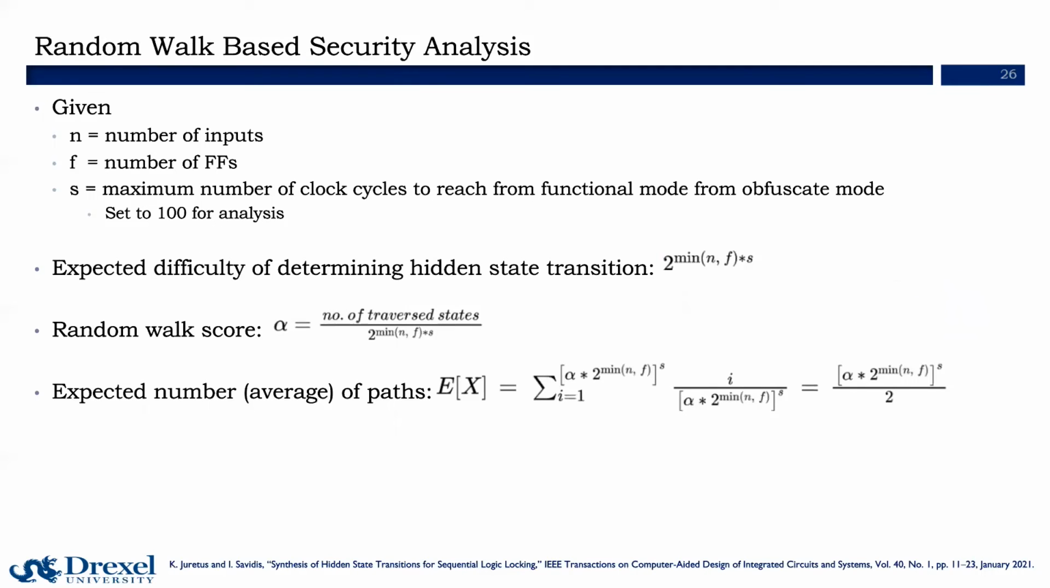For random walk-based security analysis, given a circuit FSM, we do a random walk through the state transition cycle in an attempt to reach the ending state of the obfuscated mode. A random walk score alpha is evaluated as the total number of traversed paths for all possible traversals, and the total expected number of paths is calculated.